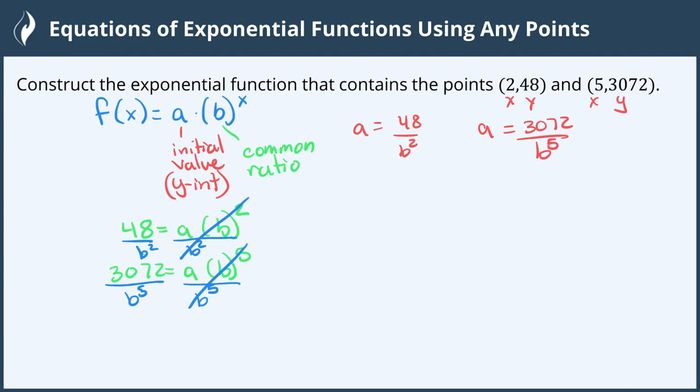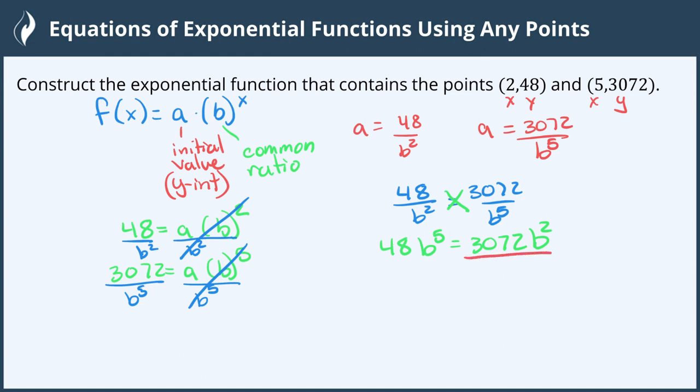Because a equals a, we can go ahead and set both of these equations equal to each other and solve for b. This gives us the equation 48 over b squared equals 3072 over b to the fifth. To solve for b, we'll use cross multiplication, giving us 48 times b to the fifth equals 3072 times b squared. Dividing both sides by b squared gives us 48 b cubed equals 3072.